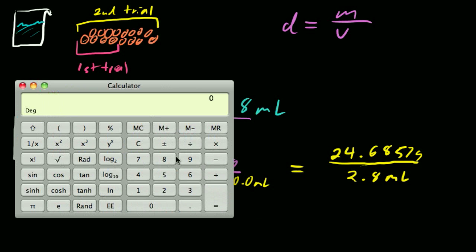Let's get out the calculator. Clear it, and 24.6857 grams divided by 2.8 milliliters gives us 8.81, really 8.82 grams per milliliter. But keep in mind, we can only report this to two significant figures, because we've got 6 significant figures in the numerator of this fraction, but only 2 in the denominator. So we're going to say that our measured density is 8.8.